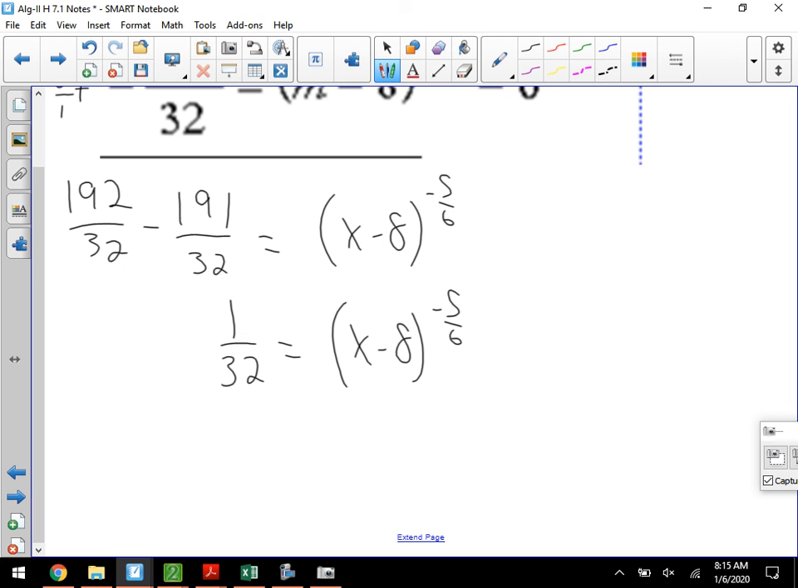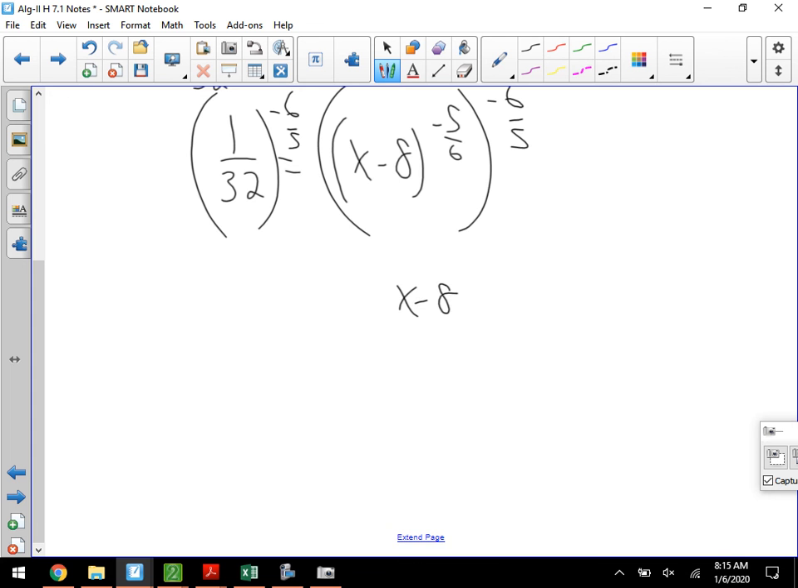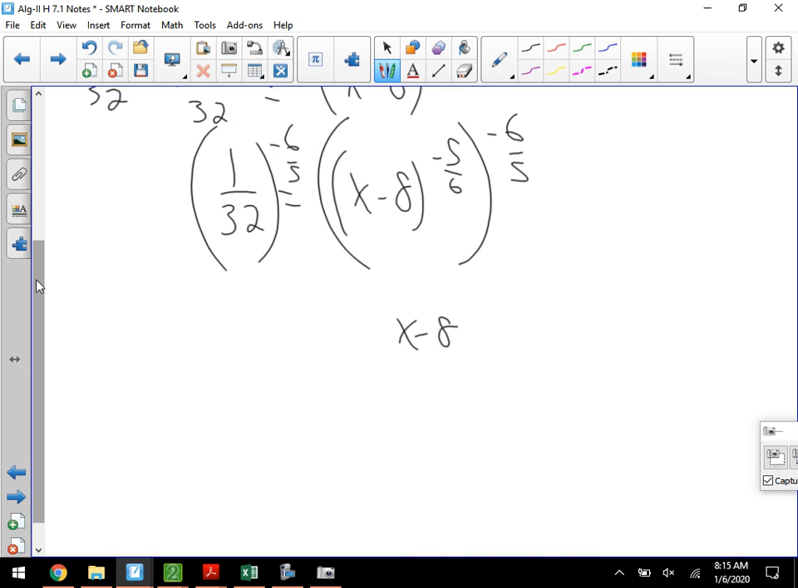What would you have to do to the exponent to turn that into a 1? What's the reciprocal of negative 5/6? Negative 6/5. Okay. So now you do negative 6/5 on both sides. The exponent on the right, when you multiply that together, becomes 1. So you have x minus 8. On the left now, since the exponent isn't happy, now you flip it. When you flip this, this becomes 32 to the 6/5.